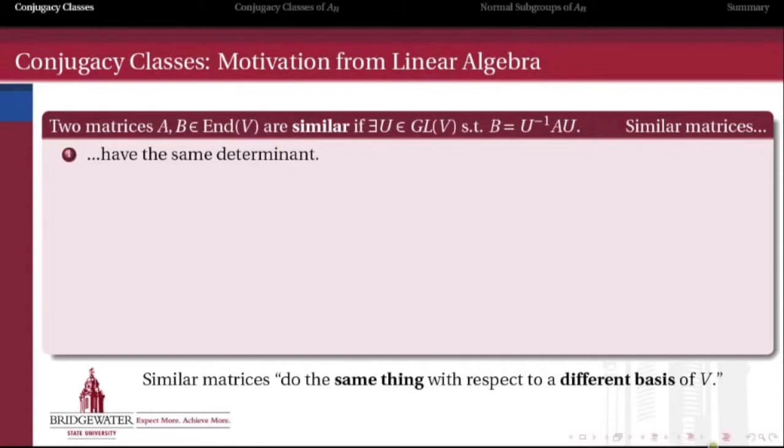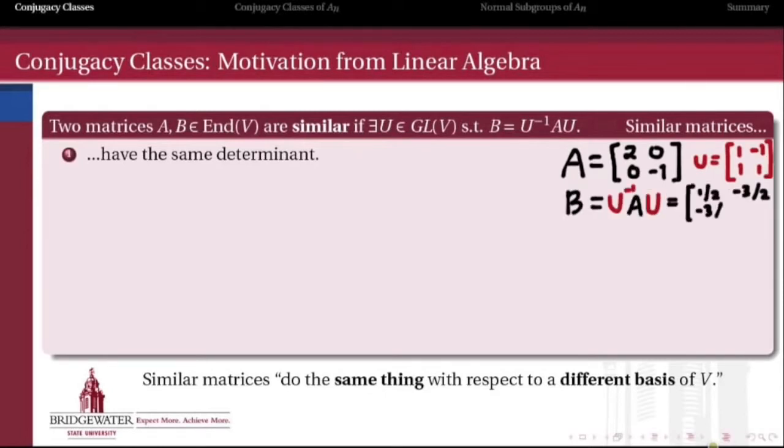Right? So conjugating A on one side by U and on the other side by U inverse turns A into B. Now, we care about similarity in linear algebra because two matrices that are similar have a lot of properties in common. Specifically, we can start by noting right away that two similar matrices are going to definitely have the same determinant. So here's an example. Let's take A to be the matrix 2, 0, 0, minus 1, and then I'm going to pick the invertible matrix U to be 1, minus 1, 1, 1. And when I conjugate A by U, I get the matrix B, 1 half, negative 3 halves, negative 3 halves, 1 half.